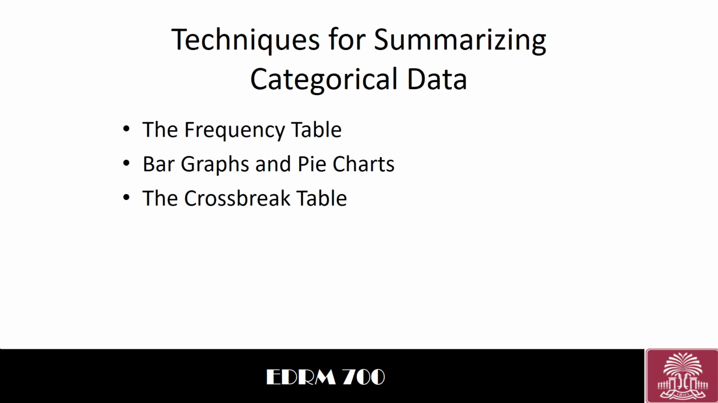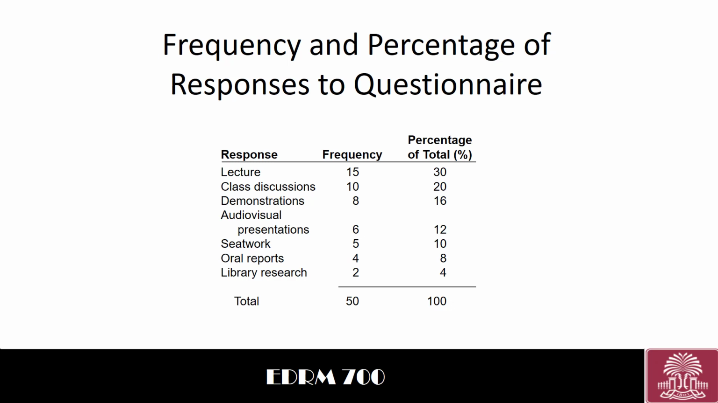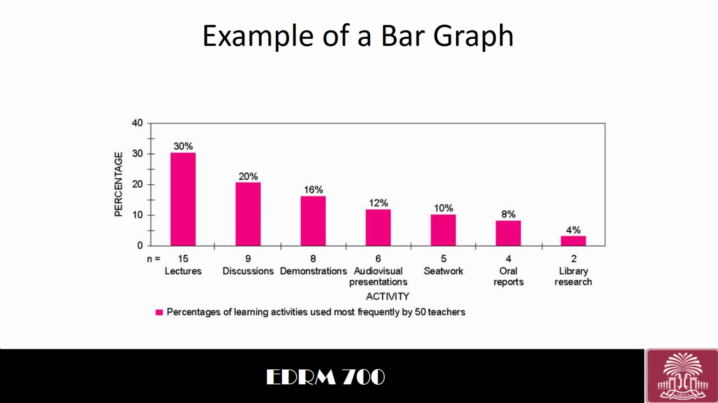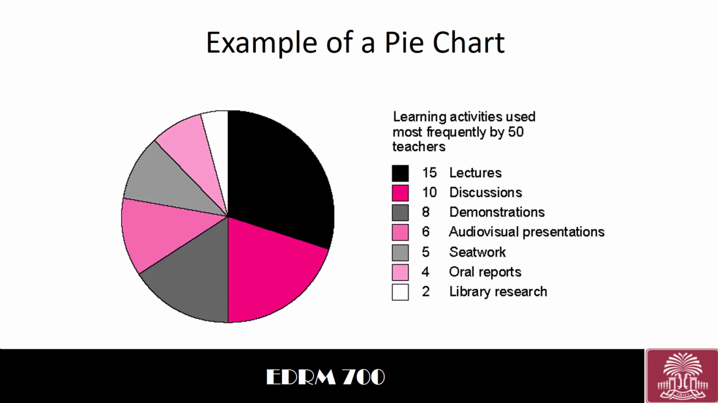Next, we are going to introduce some basic methods to summarize categorical data. As mentioned above, we can use frequency tables to display categorical data. A bar graph shows the percentages of different types of learning activities. It is easy to compare the frequency of usage this way.